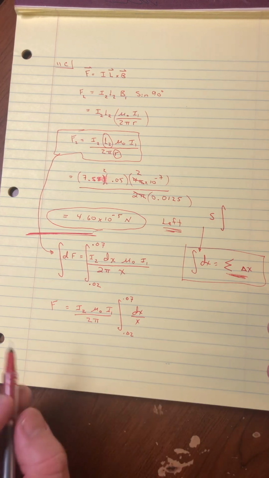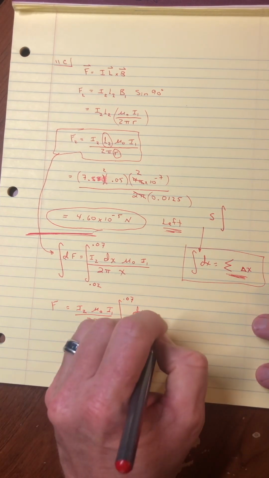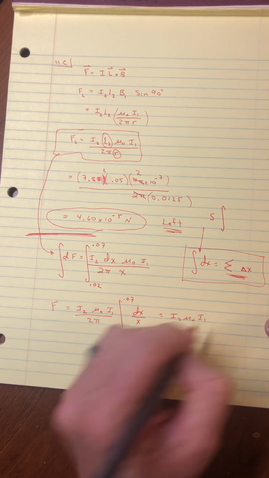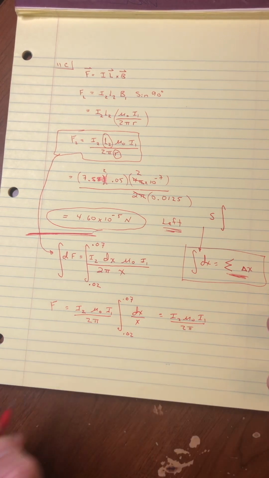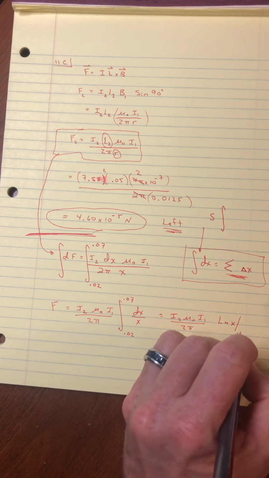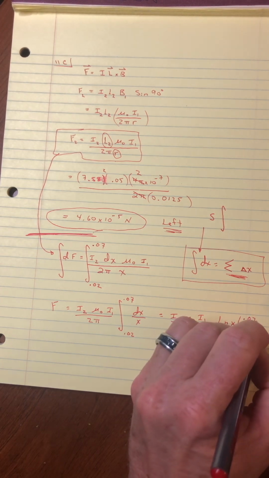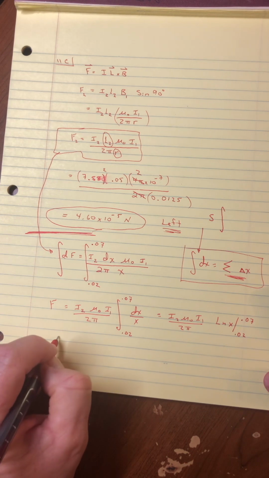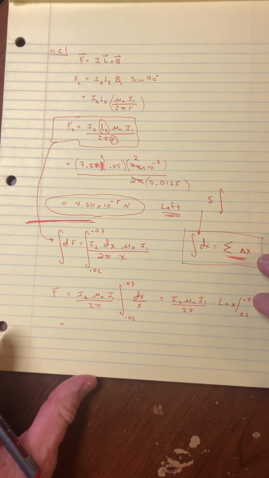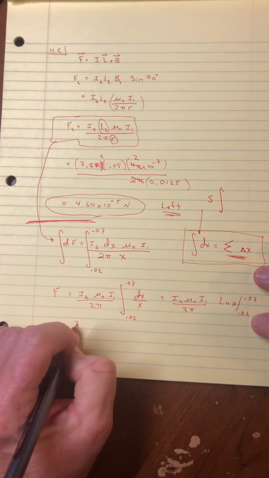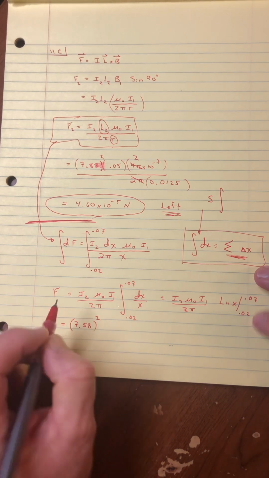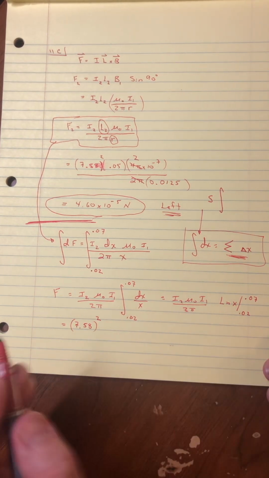And it's one of the common ones with the natural log. So this is going to be current 2 mu naught current 1 over 2 pi. And this would be then the natural log of x evaluated from 0.02 to 0.07. And now I can put in my numbers here. So let's put in the currents. The current's the same as before, the 7.58. And if you'll let me save a little bit of writing, both current 1 and 2 are the same.